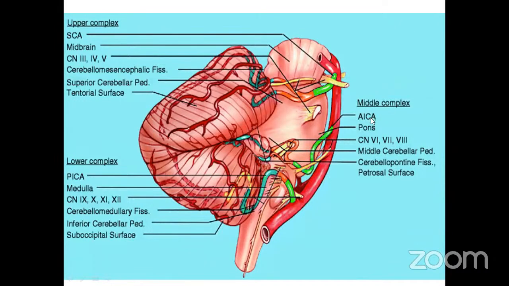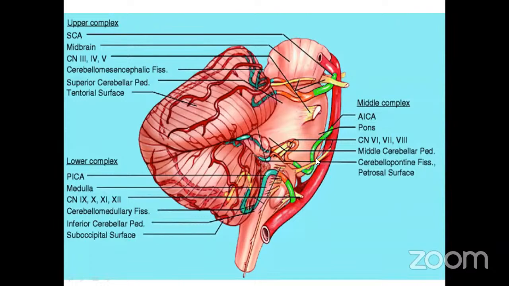The middle complex has the anterior inferior cerebellar artery, the one shaded in green. The important structure is the pons. There are 3 cranial nerves: the abducens nerve, and the facial and vestibulocochlear nerves. These are the 7th and 8th cranial nerves.